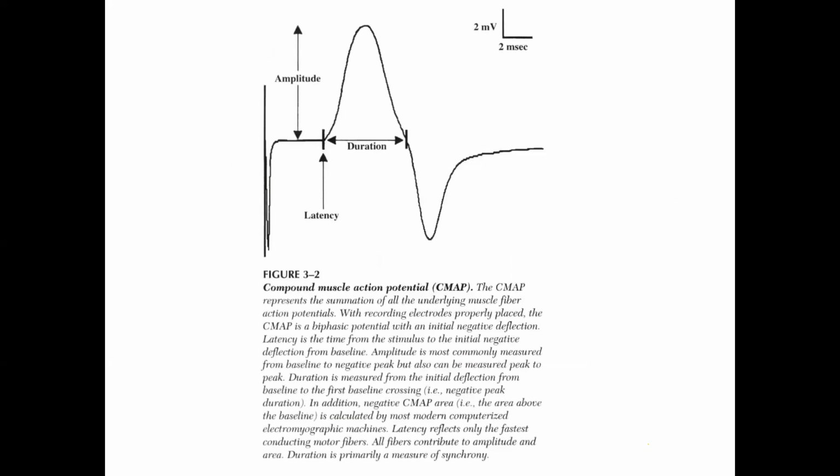So this is the biphasic CMAP amplitude record. In this, what is the latency? What is the amplitude, what is the duration, and what is the area?